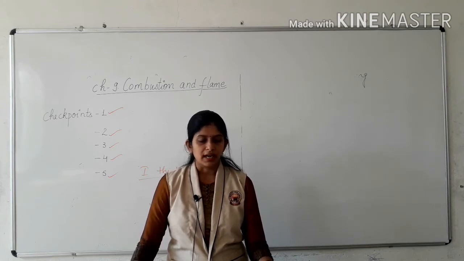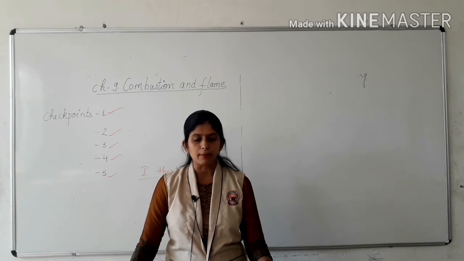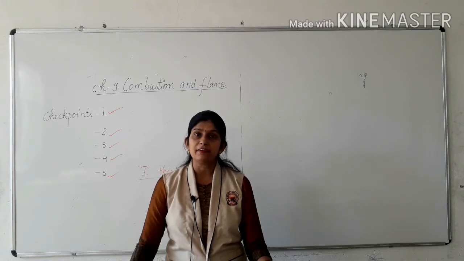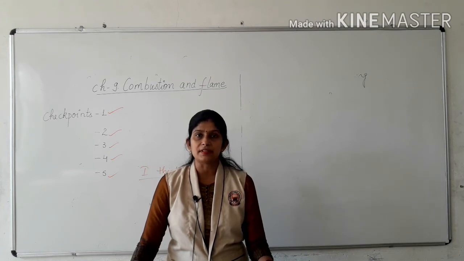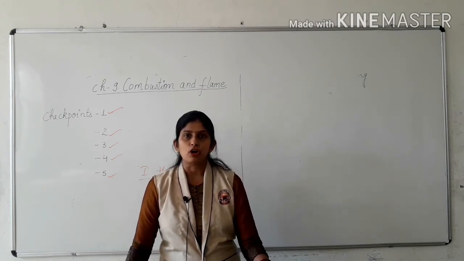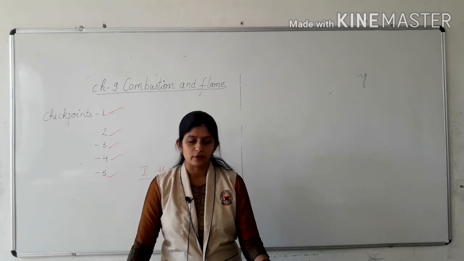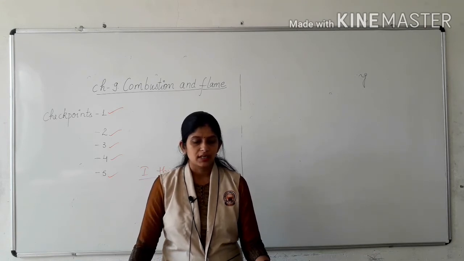True. Fifth, hydrogen is a supporter of combustion. False. It is not a supporter of combustion. It is a highly inflammable substance which spontaneously burns in the presence of oxygen. Supporter of combustion is oxygen, not hydrogen. So it is false. Sixth, iron is a non-combustible substance.